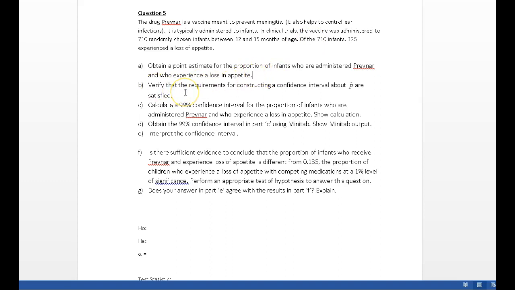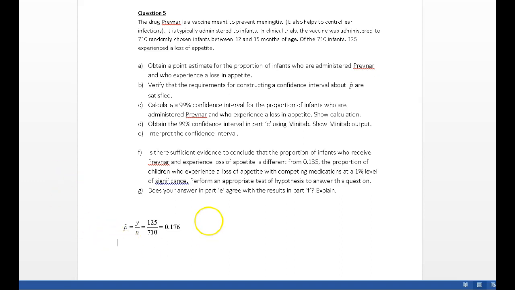Then we're asked to verify that the requirements for constructing the confidence interval are satisfied. So first of all, in answering the first part of that question, there's my sample proportion, and it becomes my point estimate. That works out to 17.6% of my sampled children experiencing loss of appetite. And what are the requirements?